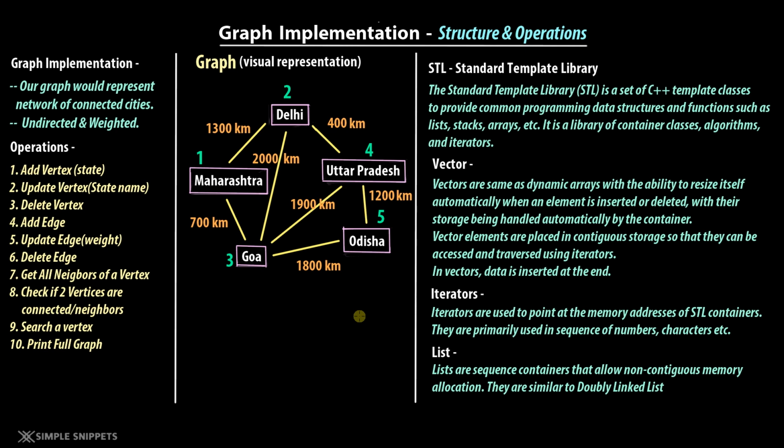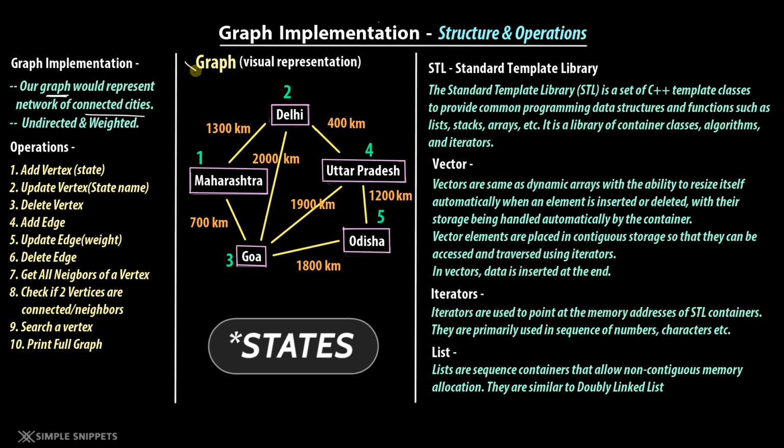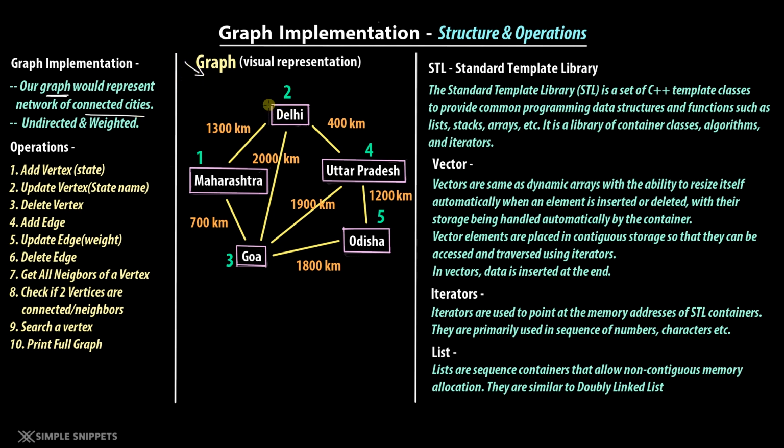In today's video, we will understand the graph implementation from our side, that is how we want our graph. On the left hand side, you can see I have mentioned two points. Our graph would represent a network of connected cities. Over here the visual representation is given. Basically each vertex is nothing but a state. It's not cities, it's states. These are Indian states. And the edges, you can consider them as roadways or airways. Let's consider them roadways. So from Delhi to Maharashtra, it is approximately 1300 kilometers and so on and so forth.